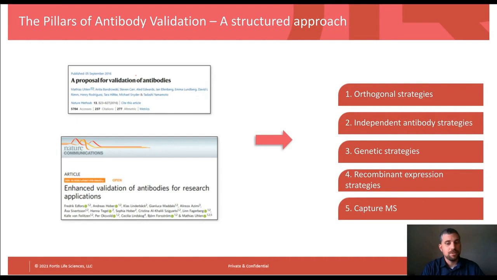And what they ultimately proposed was a series of what they called pillars that should support the research utilizing all these products. And these 5 pillars I've got listed over here on the right. These pillars included what they called orthogonal strategies, independent antibody strategies, genetic strategies, recombinant expression strategies, and capture mass spec strategies. We will talk about each of these in depth here in just a few slides, but I did want to talk on a more 10,000 foot level before we move into that degree of depth.